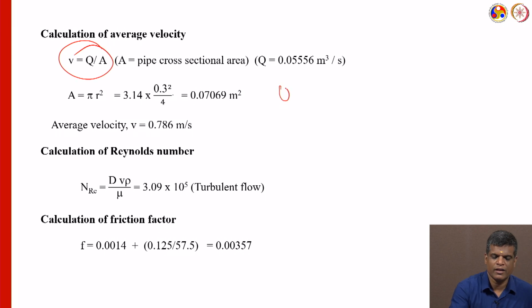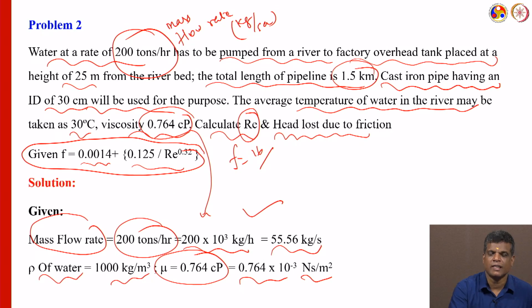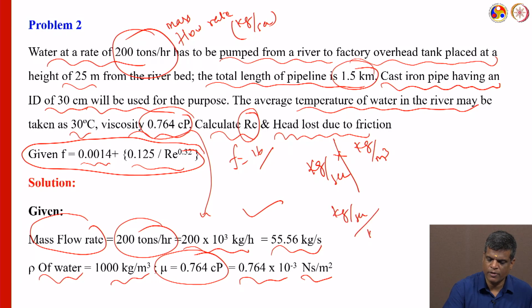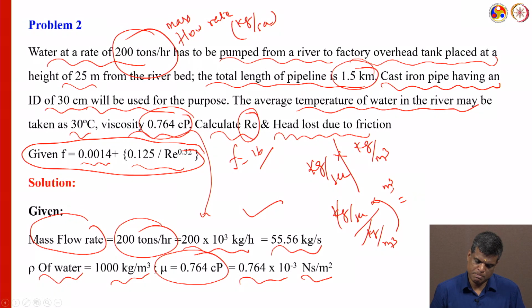Here Q is the volumetric flow rate. How to calculate the volumetric flow rate here? We cannot calculate it directly, because the volumetric flow rate is not given. So what we have to do is, you know kg per second, and the other one is kg per meter cube. So divide kg per second by kg per meter cube, and finally meter cube per second will come. So you have to take the ratio of mass flow rate by density, then we get the volumetric flow rate; otherwise we cannot get it.